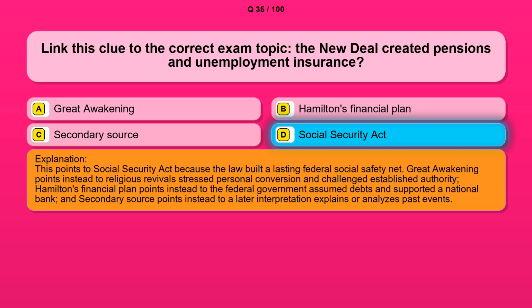This points to Social Security Act because the law built a lasting federal social safety net. Great Awakening points instead to religious revivals that stressed personal conversion and challenged established authority. Hamilton's financial plan points instead to the federal government assuming debts and supporting a national bank, and secondary source points instead to a later interpretation that explains or analyzes past events.